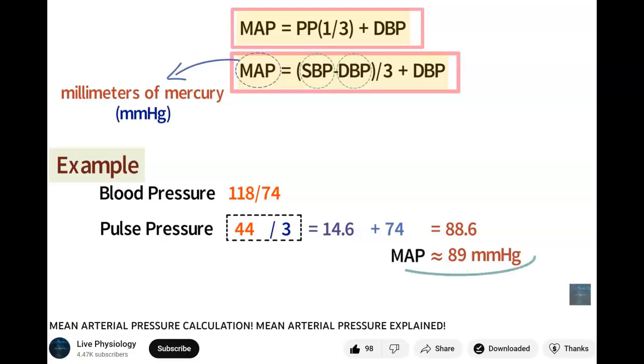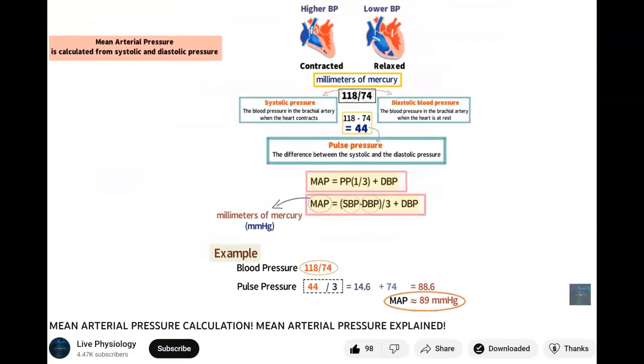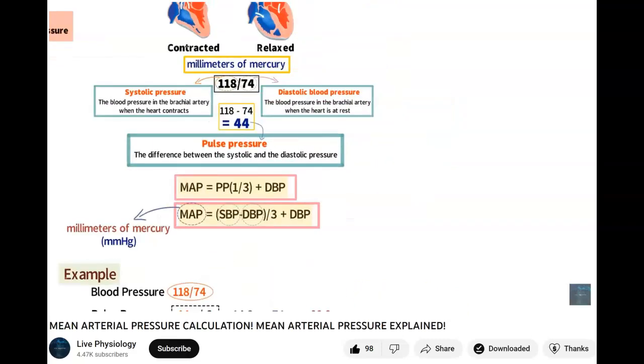Notice both formulas result in a mean arterial pressure of 89 millimeters of mercury. So while it is possible to see formulas for mean arterial pressure in various formats, they are still calculating the same result. Additionally, while it is common to leave off the units in a clinical blood pressure reading, millimeters of mercury are often used for mean arterial pressure. Thus, if a client has a blood pressure reading of 118/74, the mean arterial pressure is 89 millimeters of mercury.